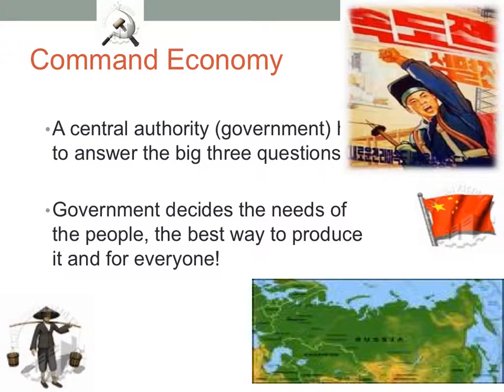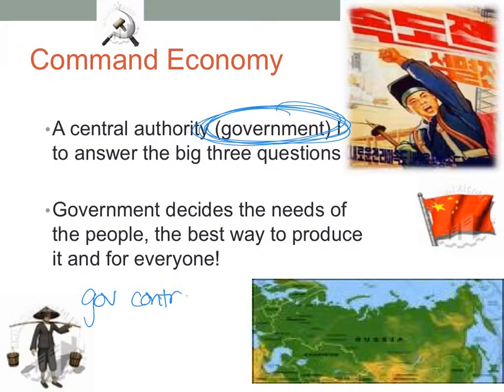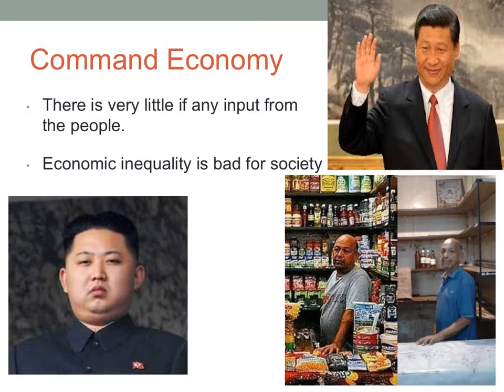The next one is a command economy. Command is going to be all about the government, okay? Command means that the government is controlling pretty much everything. Okay, the government is going to determine the need of the people and the best way to produce it, okay? The government's going to have a lot of control here. So there's little input from the people, okay?